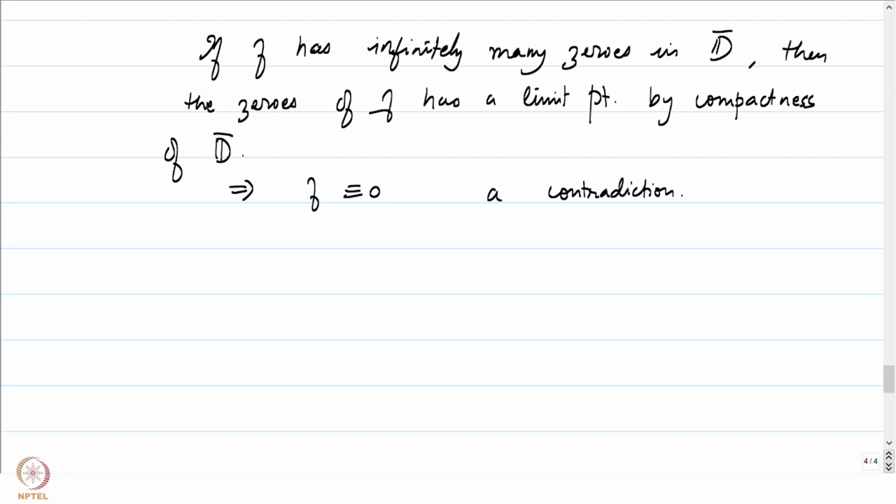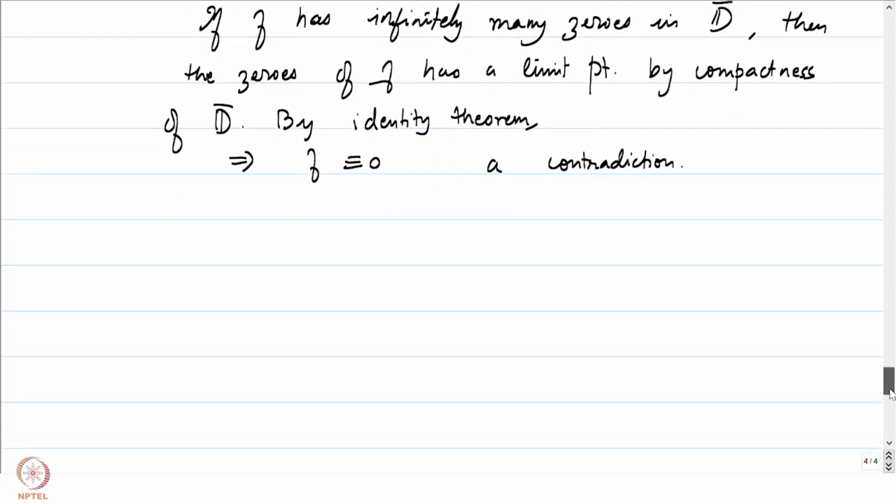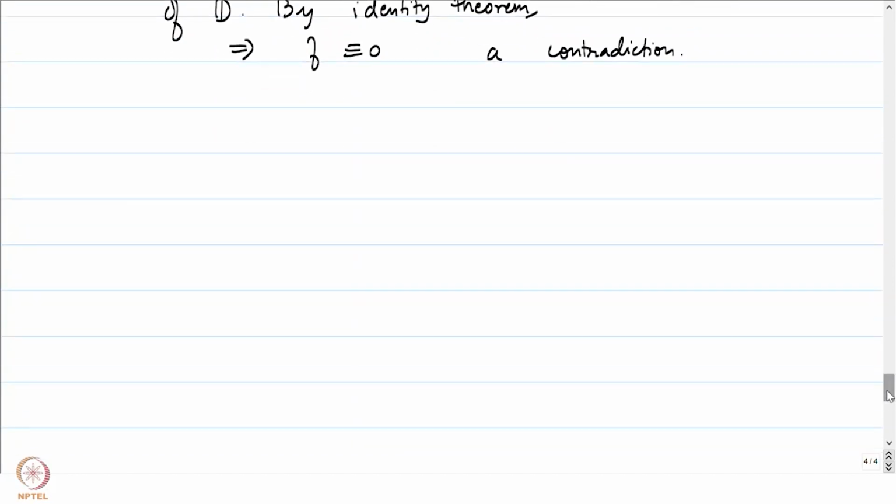The identity theorem tells us that the zeros of a holomorphic function cannot have a limit point unless f is identically equal to 0. And therefore, we have our claim: f has only finitely many zeros. So, let us list these zeros out. Let alpha 1 to alpha n be zeros of f.